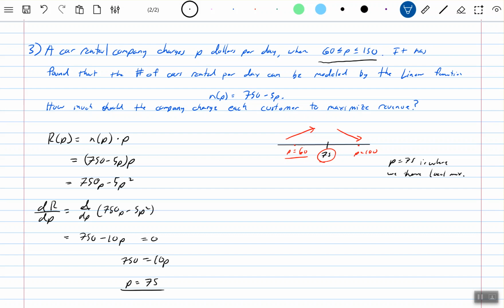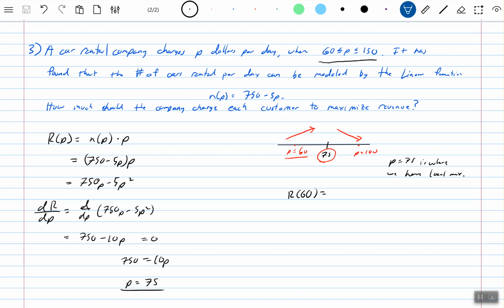Now we need to test P is equal to 75, 60, and 150 and plug it into the revenue functions and see what they give us. That'll determine which price gives us the maximum. So R of 60, well, let's figure that out.